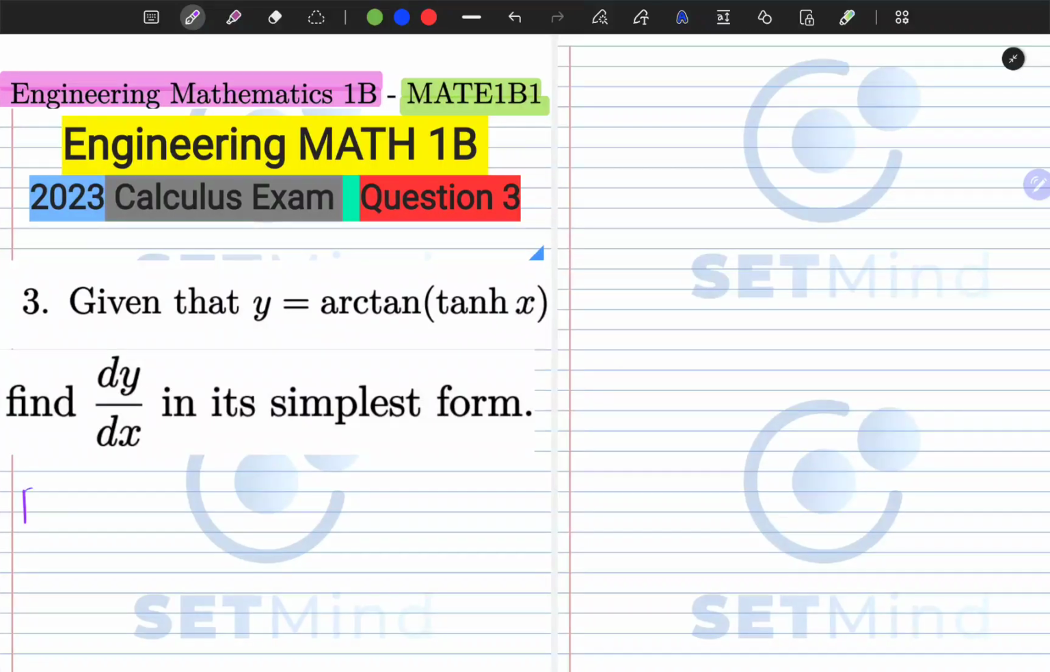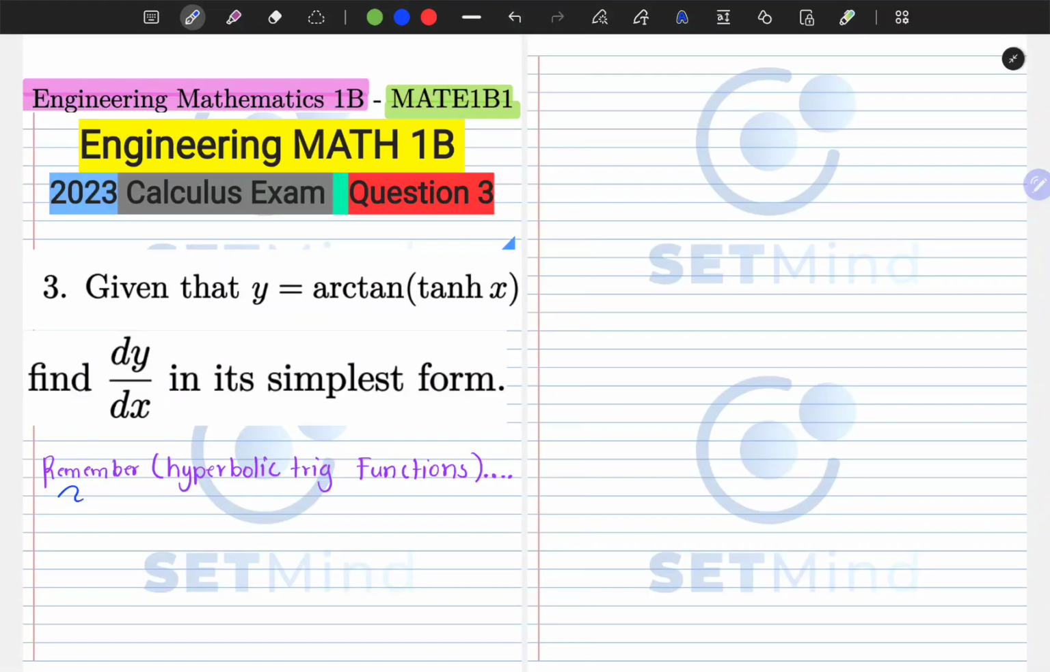There are a couple of things which I need you to remember as you look at this question, and this is around hyperbolic trig functions. What I need you to remember is that whenever we derive hyperbolic tan of x, the answer will always be hyperbolic sec squared of x.